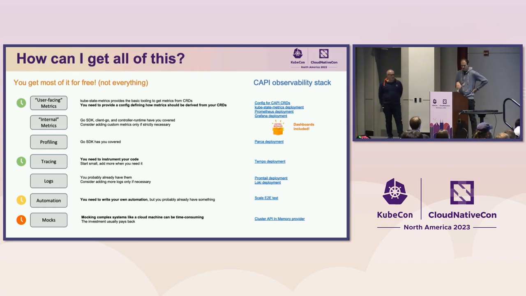Then automation. Here, similar as above, you probably already have some sort of end-to-end tests, and you can basically extend them to just have scale tests by creating a lot of clusters, in our case, a lot of clusters at the same time, and then you have your scale test. And for mocks, that's a bit more work. So what we did essentially is we implemented an entire fake infrastructure provider, which creates clusters and machines just in memory and simulates an entire workload cluster, essentially.